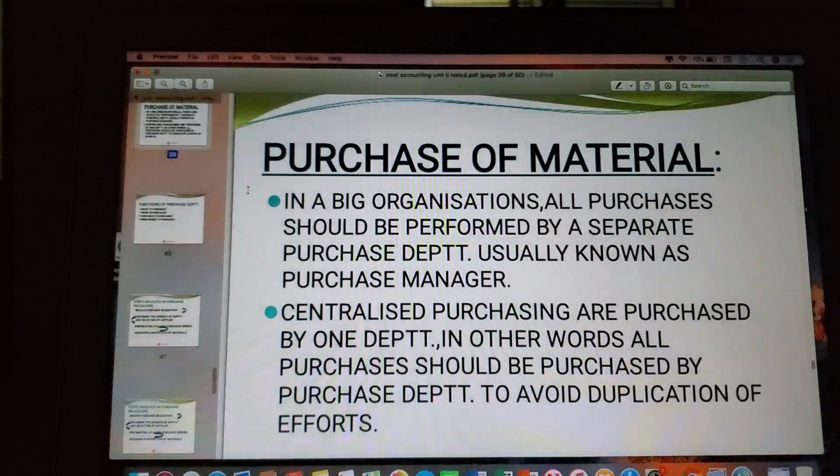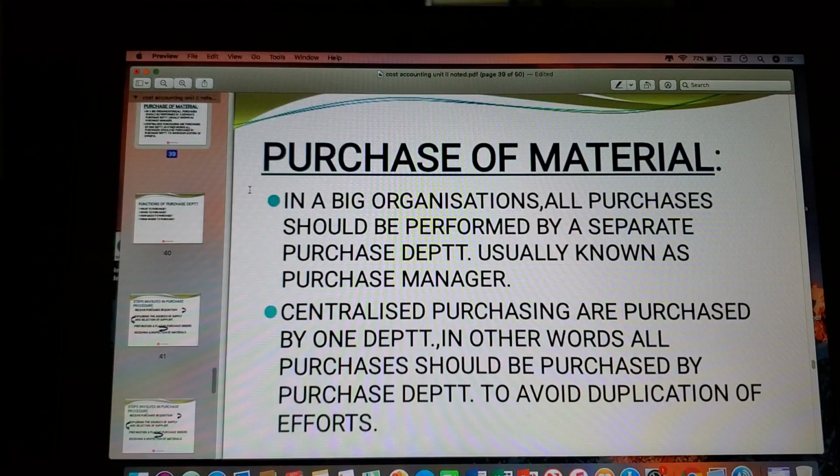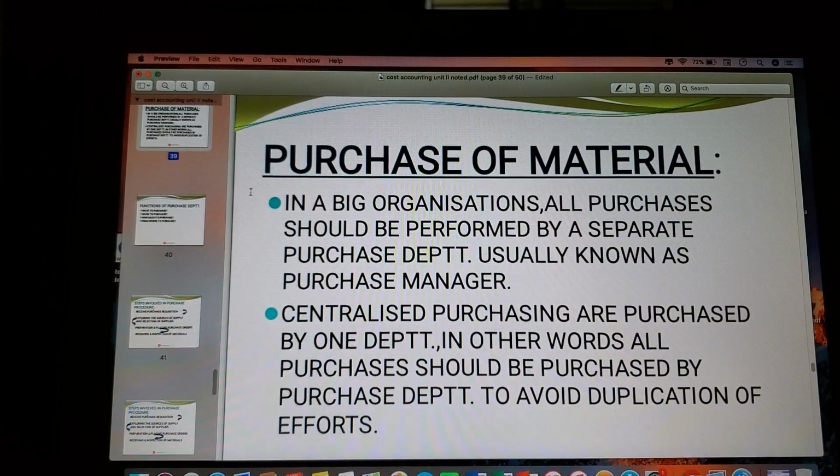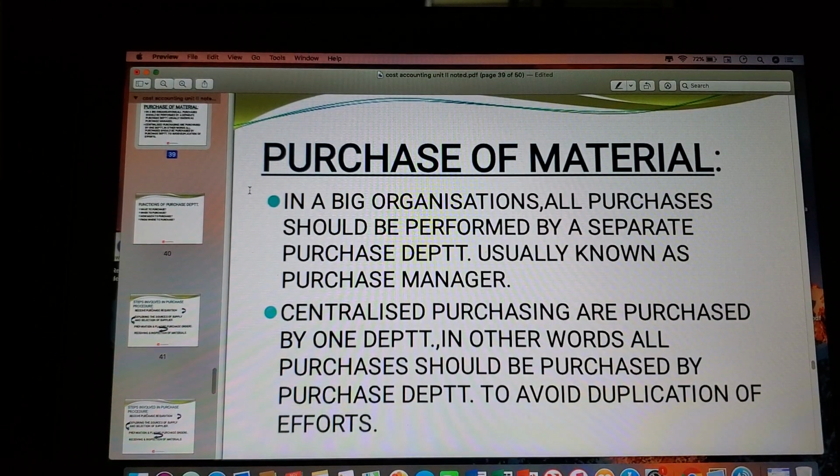Hi, I'm now recording Cost Accounting Unit 2, Part 5, I believe. I might have confused all the parts, but I'm thinking this is Part 5 and probably the final part of Unit 2, Cost Accounting Notes for the BCom CA students in the third semester. So in this particular unit, we are looking at purchase of material.